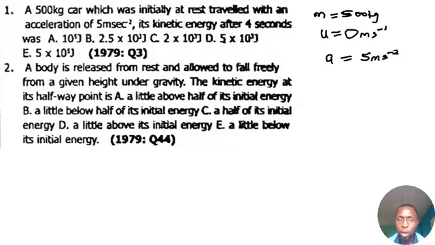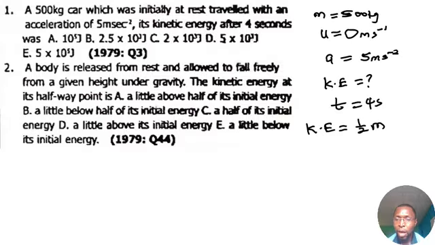Its kinetic energy after 4 seconds was, so you have to look for kinetic energy after 4 seconds. We are given time to be 4 seconds. Remember that kinetic energy is equal to half mv squared. Now, in this case, we are given mass, but we are not given v. So how do we get our v? Because if you don't know your v, there is no way you can solve this problem.